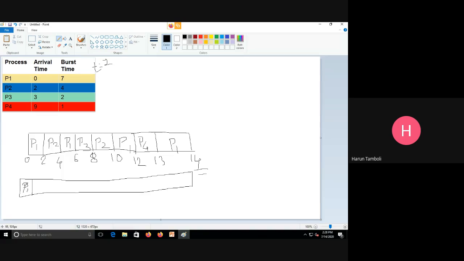The scheduler will pick up this process and run it. So P1 starts running. Now P1 is in the running state. Now after 2 seconds, P2 was there.